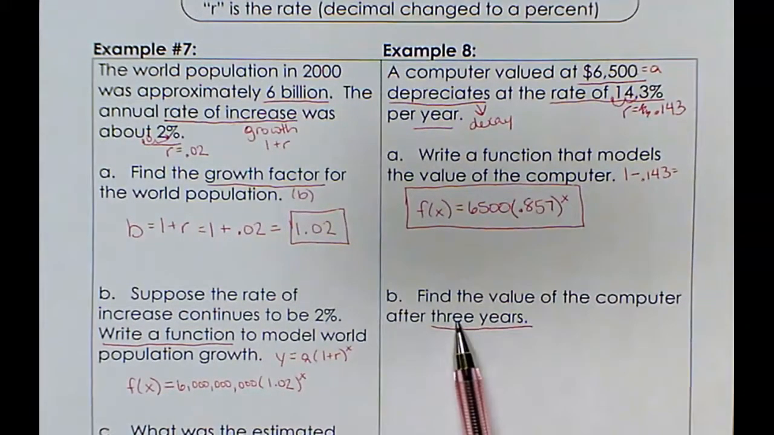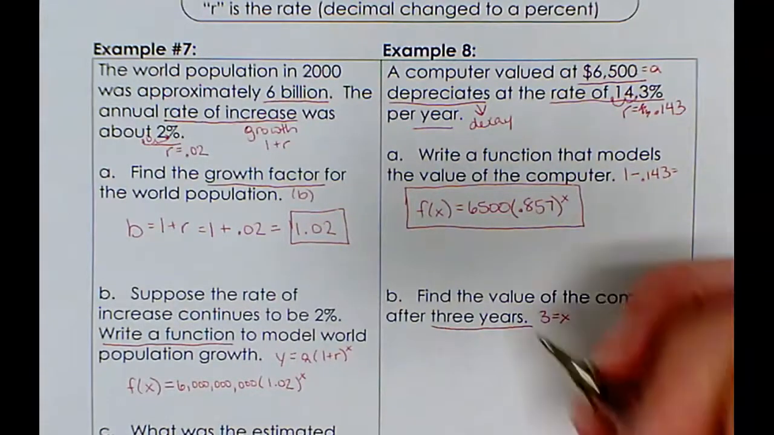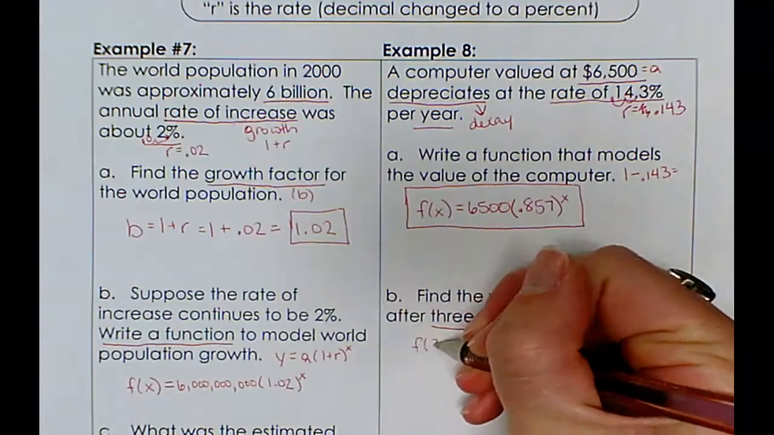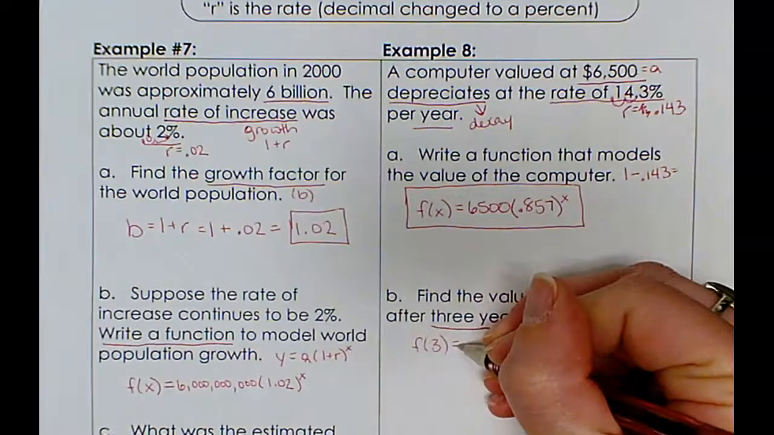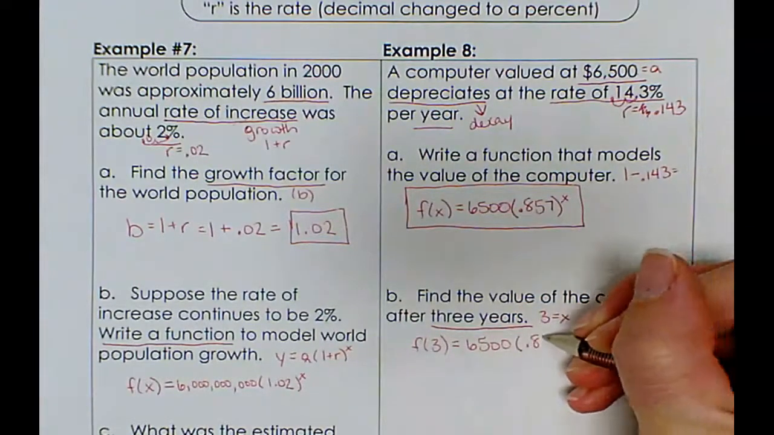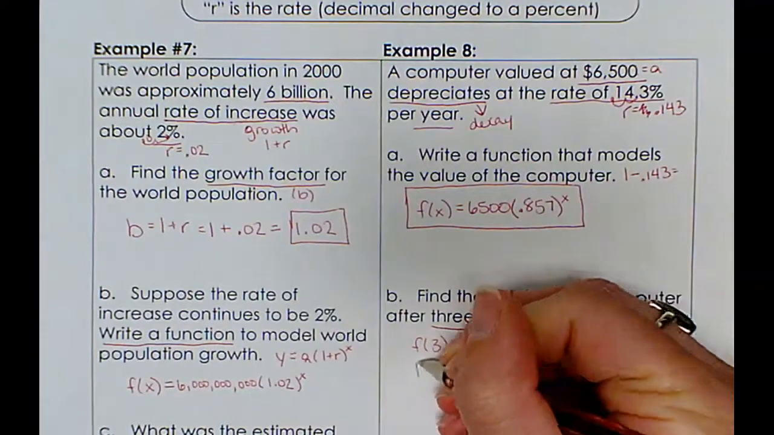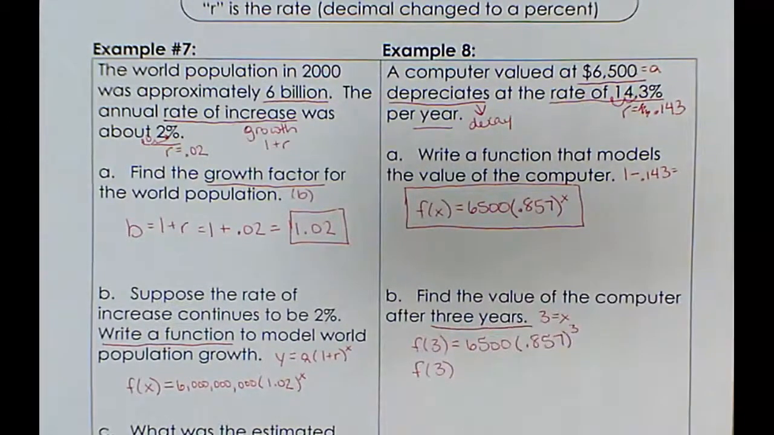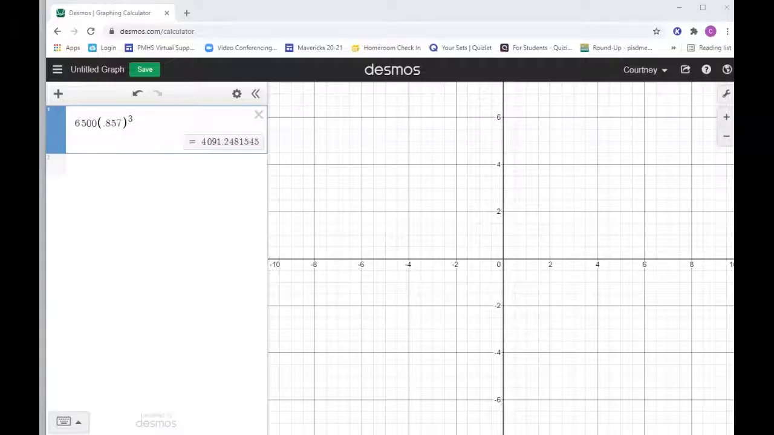So 3 would be the value of the time, and time is x. So 3 equals x. Remember that this value of the computer is depreciating. It's exponential decay. So I should be getting a value that's much smaller than the 6,500 that we start out with. So 6,500 times 0.857 to the power of 3. So I'm going to go into Desmos, and I'm going to type in my problem. So I have 6,500 times 0.857 to the power of 3.